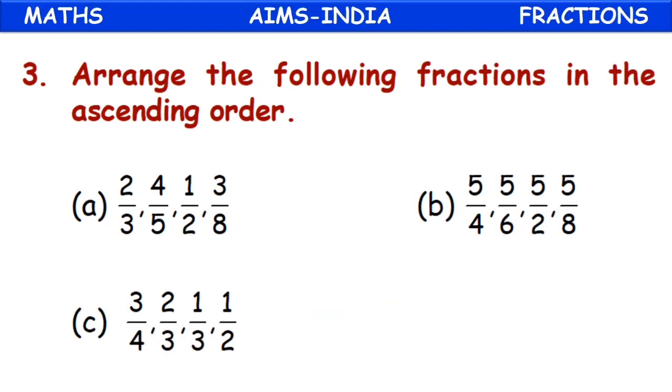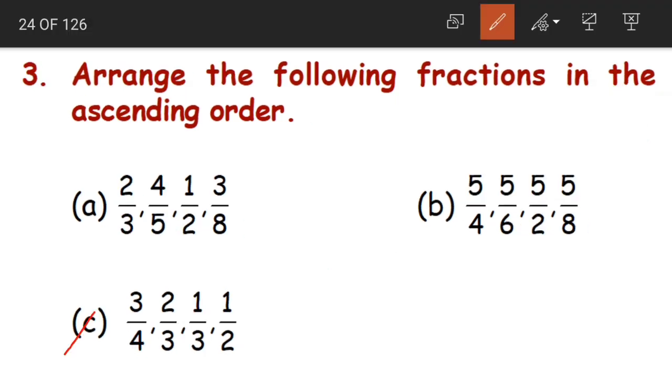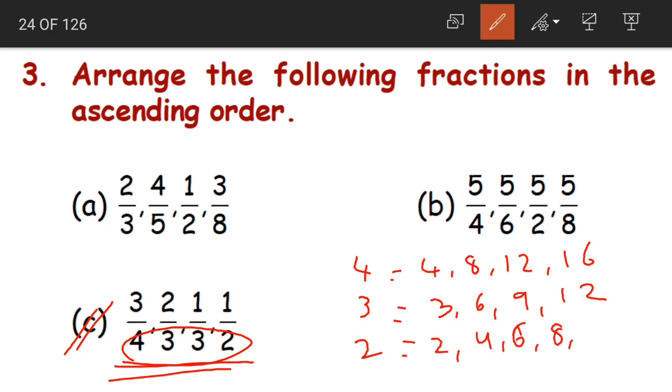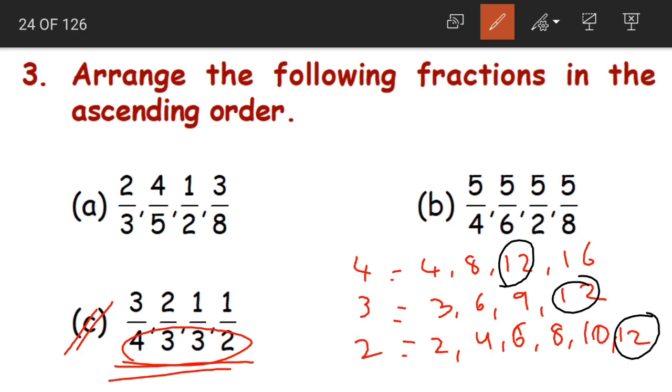Yes. Now the next one is arrange the following fractions in ascending order children. I'll explain only one question to you. Let me explain question C. 3 by 4, 2 by 3, 1 by 3 and 1 by 2. The denominators are 4, 3 and 2. What should we do? First we need to find out the LCM. Yes, 4, 8, 12, 16. 3, 6, 9, 12. 2, 4, 6, 8, 10 and 12. What is the common multiple here, children? 12 is the LCM for these three denominators.